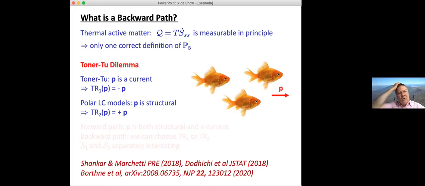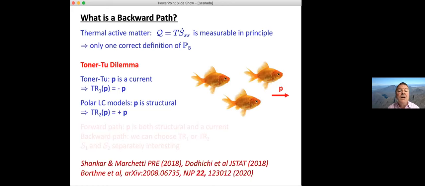So I won't go into what that might be for different systems, but what I want to draw attention to is the fact that I can't make that statement if I'm talking about the informatic entropy production, where the connection between it and microscopic heat flow has been severed. So this is something I want to call the Toner-Tu dilemma. So Toner and Tu, as many of you will know, introduced one of the first continuum models for flocking, and it could be of wildebeest or birds, but it could also be of fish, as shown here.